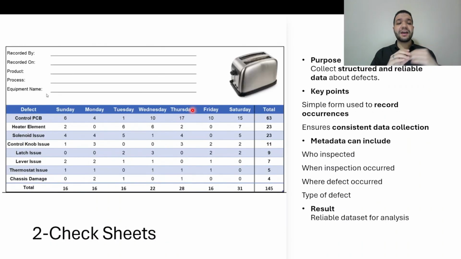Then I go to the check sheet. Check sheet is a structured, reliable way so I can collect data. Check sheet must be combined with metadata. Metadata is who, when, and where. It's a simple, reliable way to create a data set to start my investigation. Then I have the data.